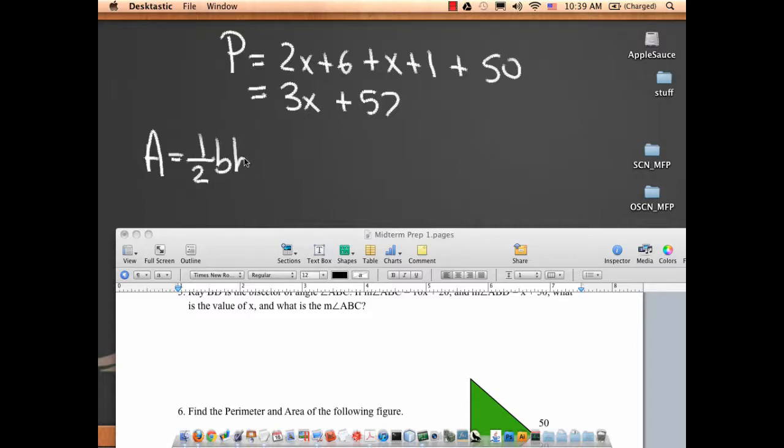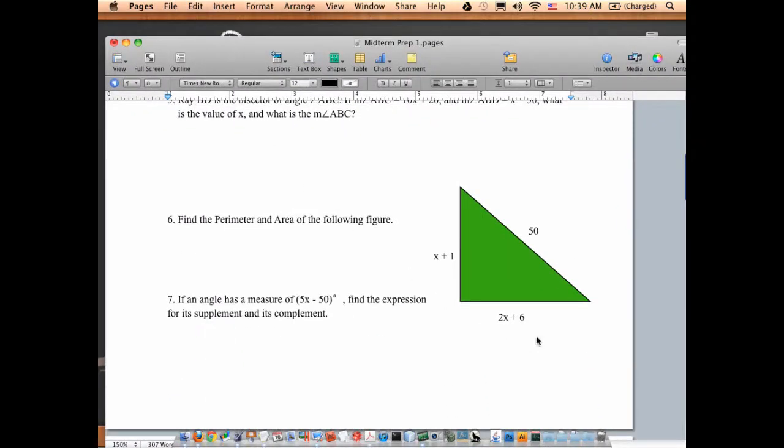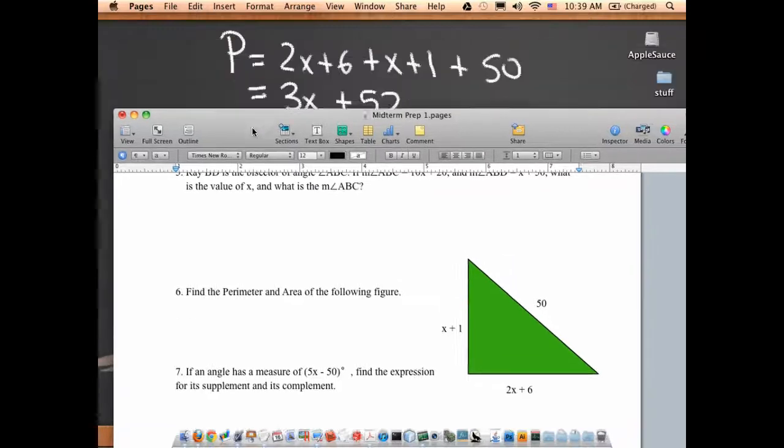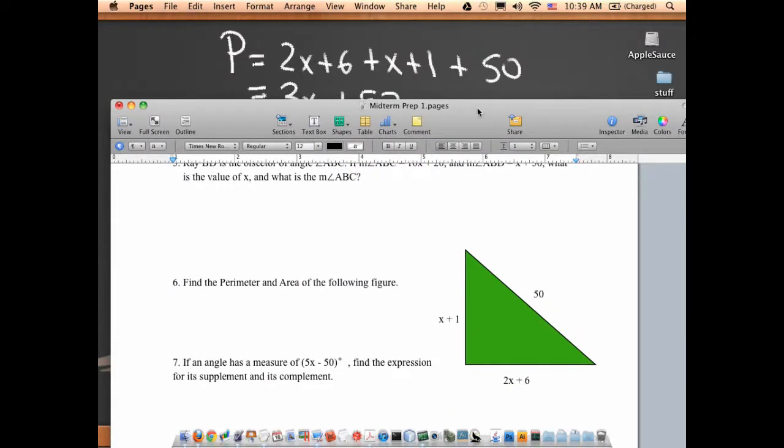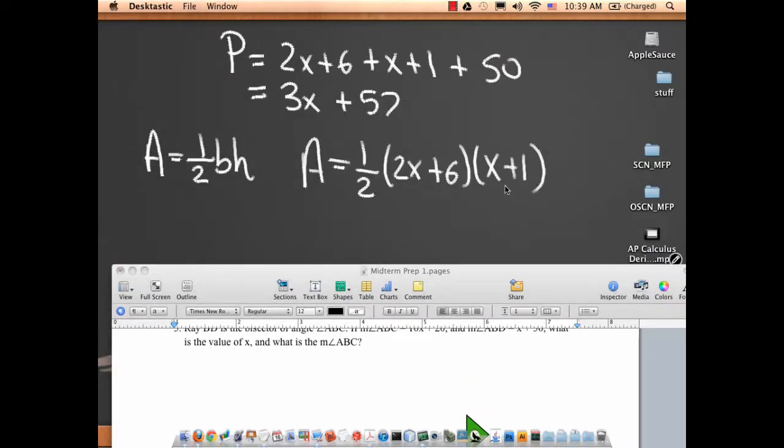Half base times height. The base is 2x plus 6, and the height is x plus 1. So the area is 1/2 times 2x plus 6 times the height, which is x plus 1. And I can take half of this right here. What's 1/2 of 2x plus 6? x plus 3 times x plus 1.